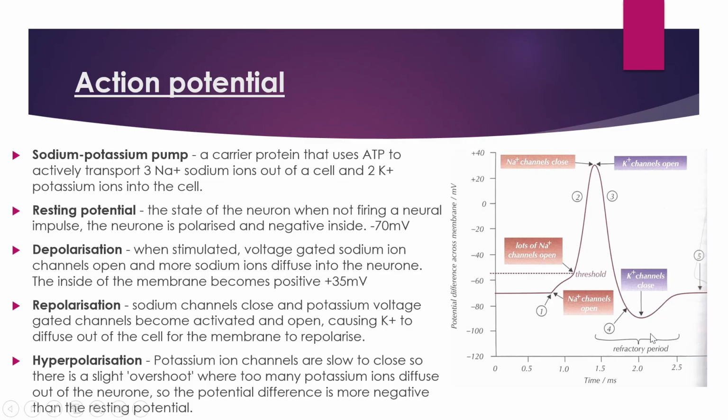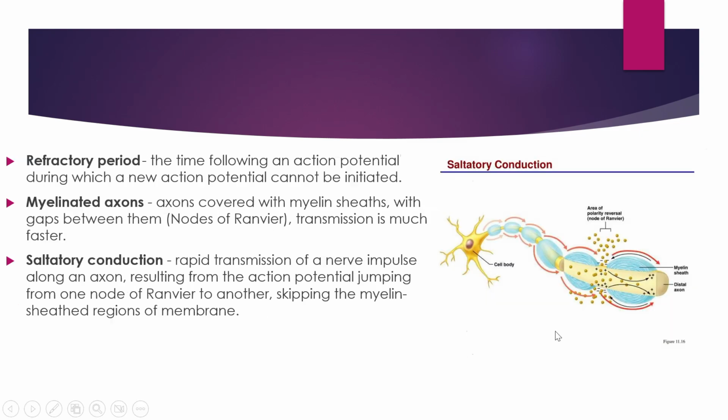And then there's a bit of hyperpolarization at 4, where the potassium channels are slow to close, so there's a slight overshoot where too many potassium ions diffuse out of the neuron. The potential difference is more negative than the resting potential. The refractory period is the time following an action potential during which a new action potential cannot be initiated.